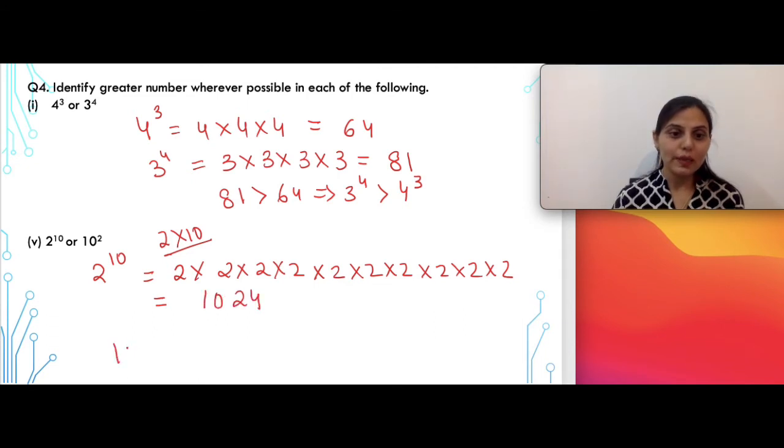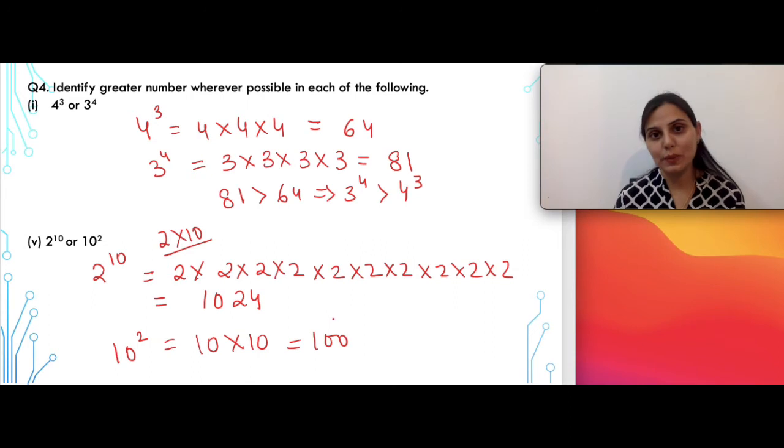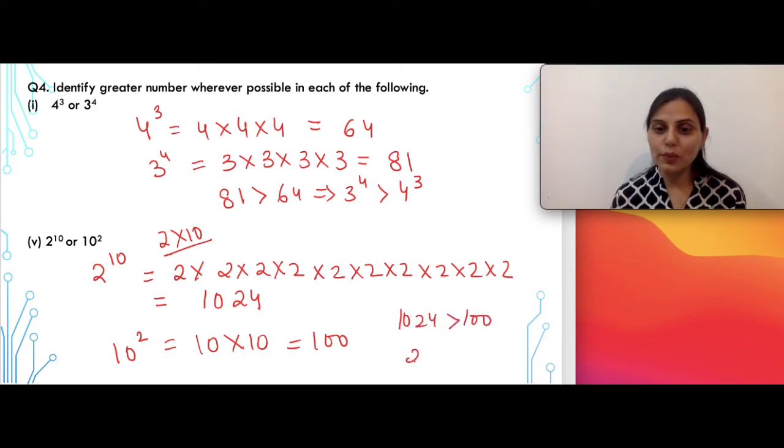Now the other part is 10 square. 10 square means 10 multiplied by 10. And clearly 10 multiplied by 10 is 100. Here also most of the students make mistake. They write 10 multiplied by 10 is 20. So please don't confuse plus with multiplication. 10 multiplied by 10 is 100. Now clearly if you compare these two, 1024 is greater than 100. So 2 raised to power 10 is greater than 10 square. So children, keep in mind you need to solve these questions in order to identify which is greater. Just by looking at the term, don't judge which number is going to be greater.